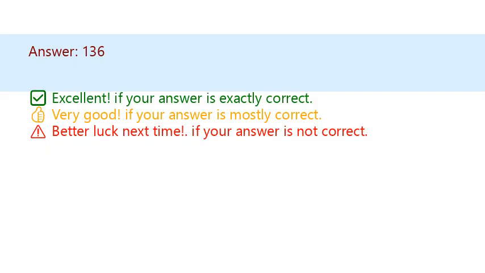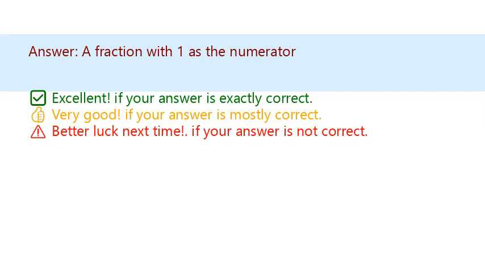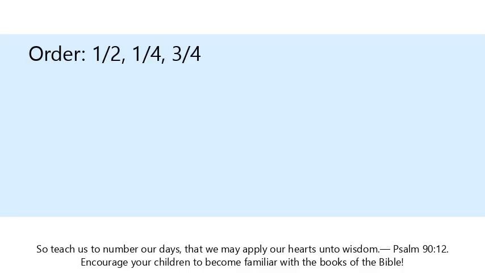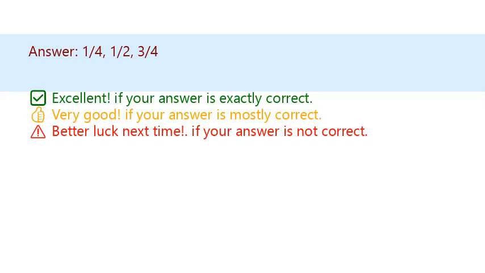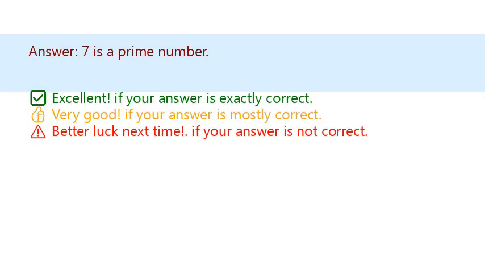What is 17 times 8? Answer, 136. What is a unit fraction? Answer, a fraction with 1 as the numerator. Order, 1/2, 1/4, 3/4. Answer, 1/4, 1/2, 3/4. Is 7 a prime or composite number? Answer, 7 is a prime number.